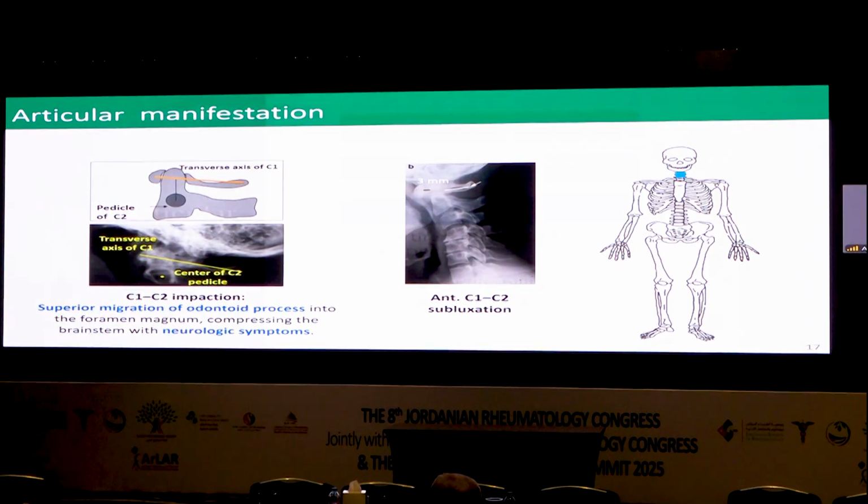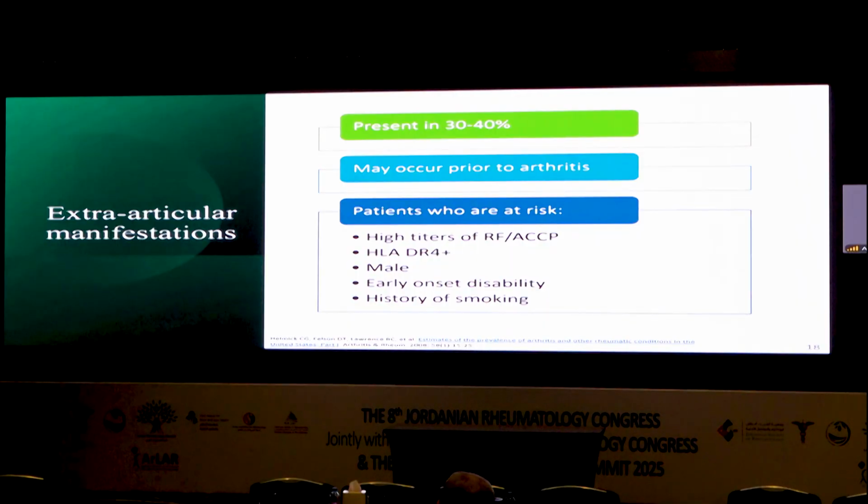Extra-articular manifestations are usually present in 30 to 40% of patients and may occur prior to the arthritis. Patients at risk for developing extra-articular manifestations are those with high titer rheumatoid factor and anti-CCP, HLA-DR4 positive, male smokers, and early onset disability.